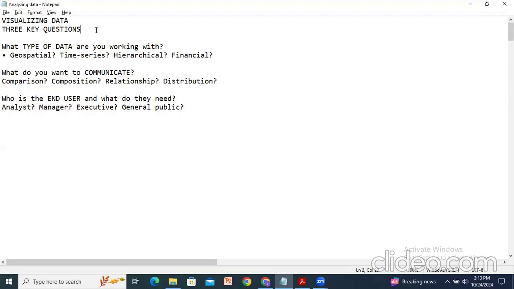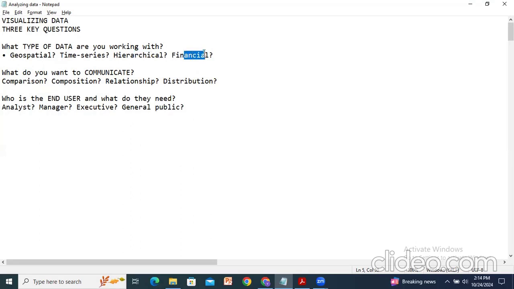So basically, for visualizing data, three questions arise. Question number one is mainly: what type of data are you working with? Geospatial data, time series data, hierarchical data, and financial data. Time series data uses line charts, for data that changes over time. Geospatial data is data related to locations, like map charts. Hierarchical data relates to structure, for example product categories. We'll use tree maps to show the contributions.